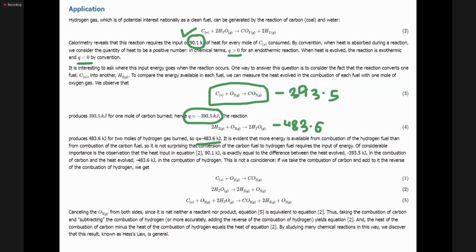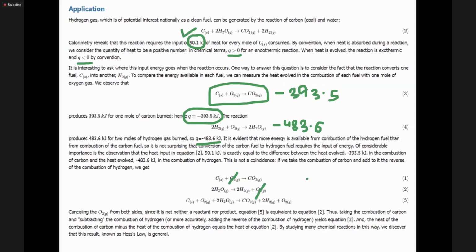If we have equation 1 as C plus O2 giving CO2, and the next equation as 2H2 plus O2 to produce 2H2O, now look at these two equations. If we have to cancel out the oxygen part, we have to reverse the second one. So we will reverse it: 2H2O producing 2H2 plus O2. Now we will add these two equations. We see oxygen on the left hand side and oxygen on the right hand side gets cancelled out.